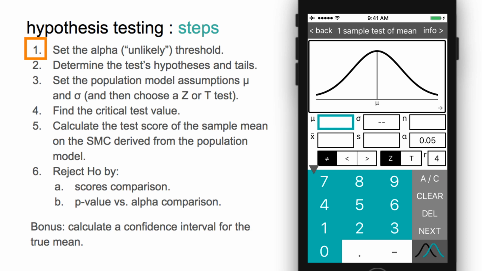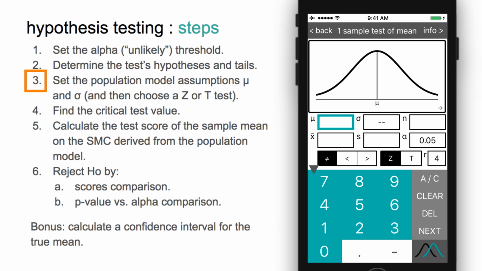First is to set the alpha, or the unlikely threshold. 0.05, the convention, is good. Second, we need to determine the test's hypotheses and tails. We'll stick with the currently selected does not equal, because we didn't have a compelling reason to think that Sasquatches are necessarily taller or shorter on average than Woodland Pete's claim, and we've already peeked at the sample data. Hence, we'll run a two-tailed test.